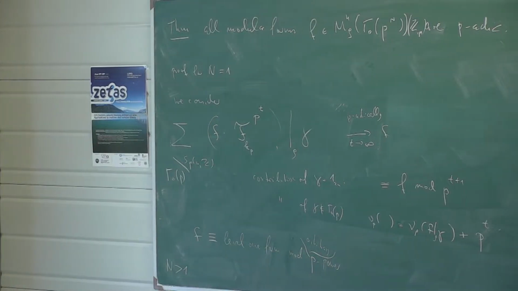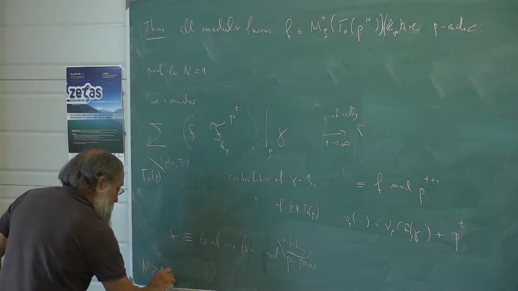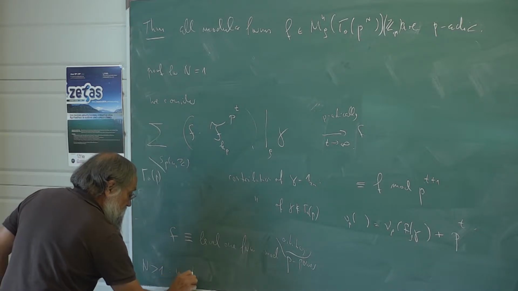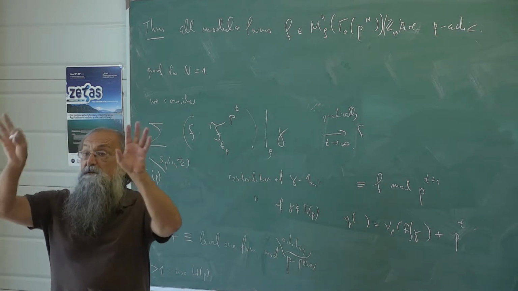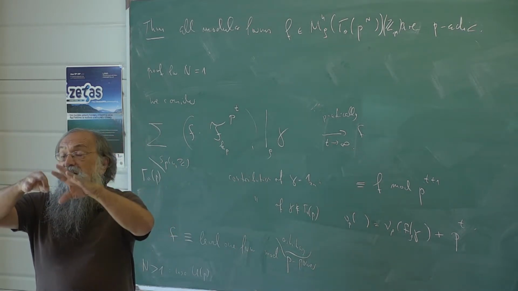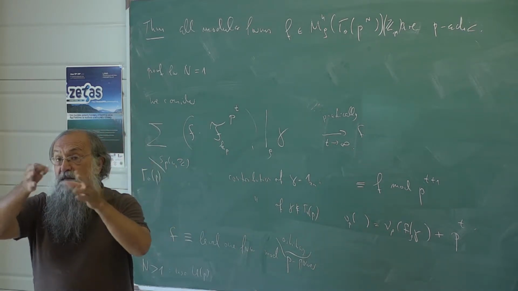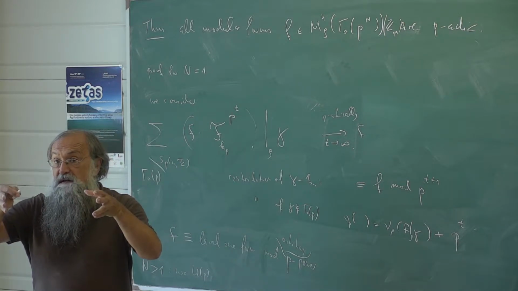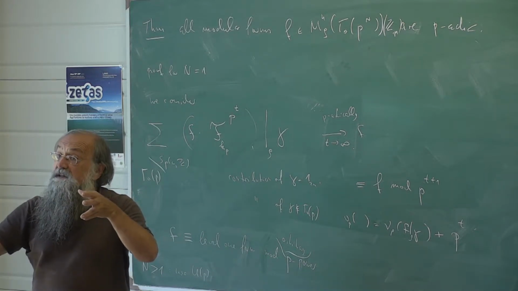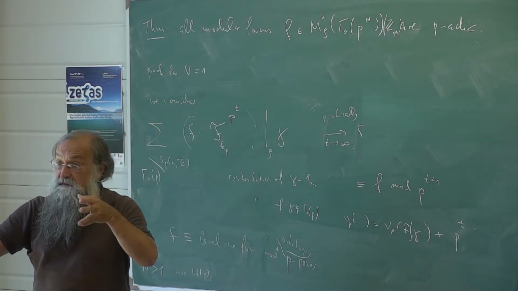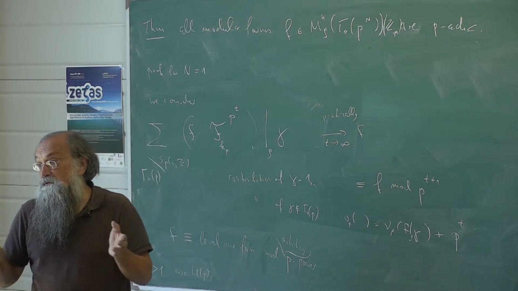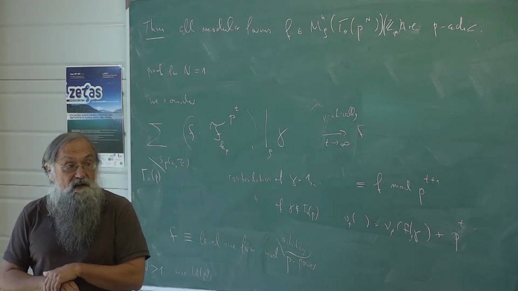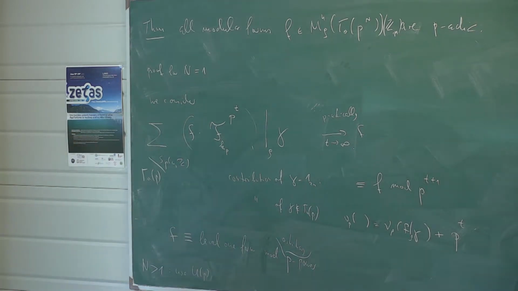So if n is bigger than 1, one has to use the U_p operator. You have to keep in mind that when you apply the U_p operator to a function on gamma_0(p squared), then the result will be on gamma_0(p). Yeah? That is something that you learn about Hecke operators.